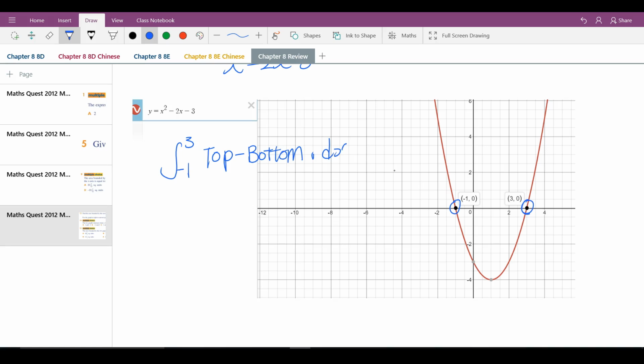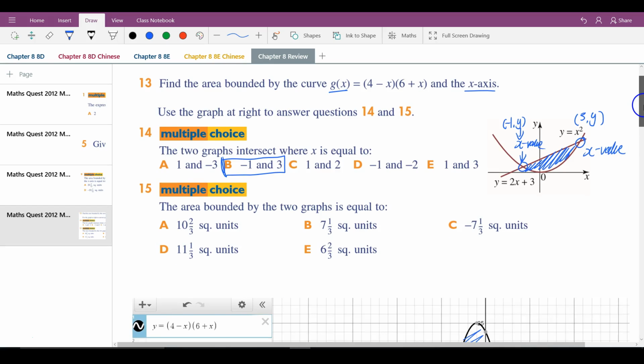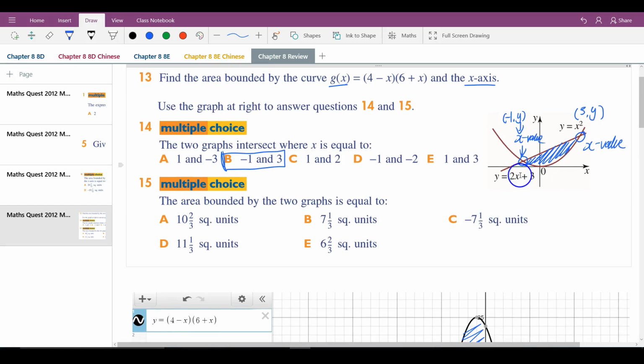Integrated with respect to x. That gives us, alright, I'll have to go back to the graph. Which one's on the top? It looks like the linear is on the top within that given area. Alright, so the linear minus the parabola function.